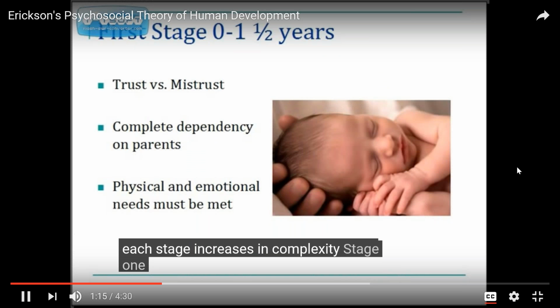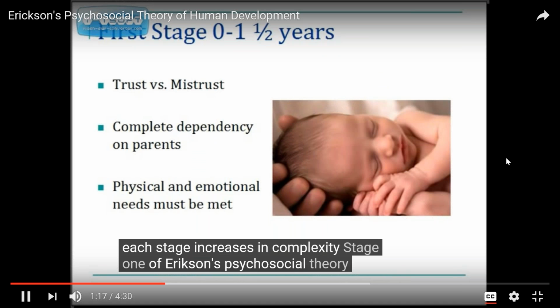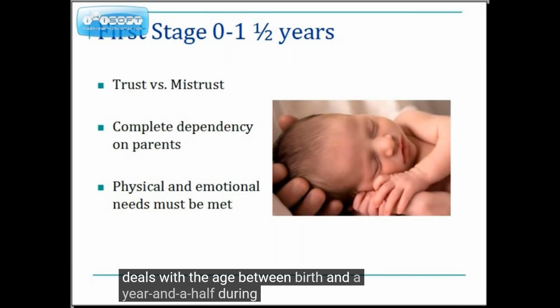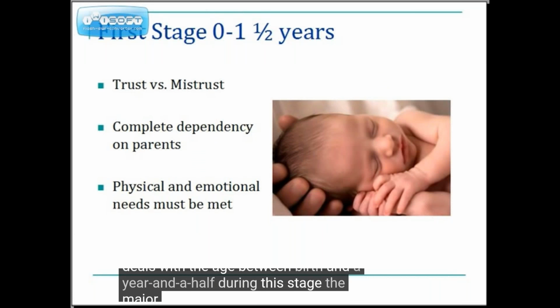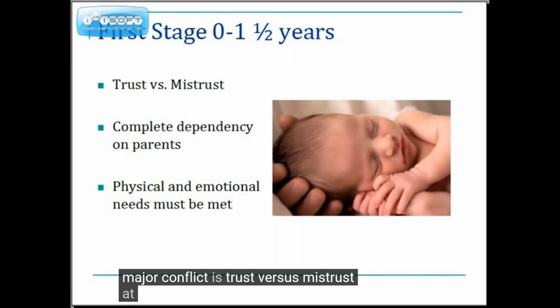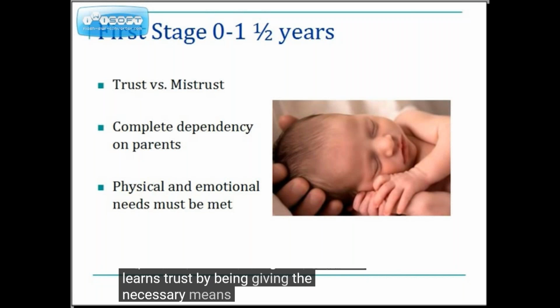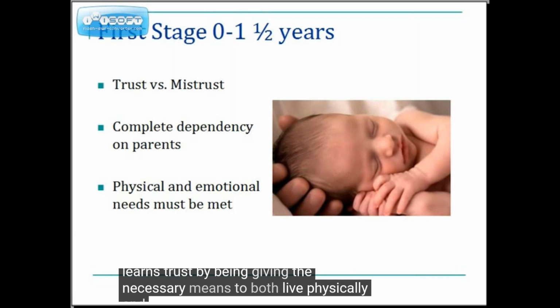Stage 1 of Erikson's psychosocial theory deals with the age between birth and a year and a half. During this stage, the major conflict is trust versus mistrust. At this stage, the child is completely dependent on their caregivers. The child learns trust by being given the necessary needs to both live physically and emotionally.